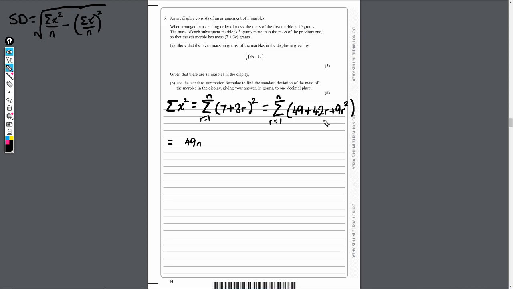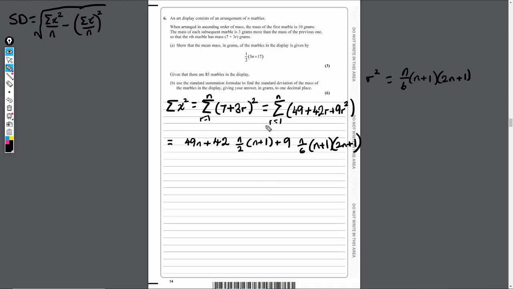I've got 42r. So if we write this out in full, this will be 42 lots, 42 times n over 2 times n plus 1, just like we used in part A. And then finally, for this part here, it's 9 lots of r squared. And remember, the sum of r squared is n over 6, n plus 1 times 2n plus 1. So it's 9 lots of n over 6 times n plus 1 times 2n plus 1.